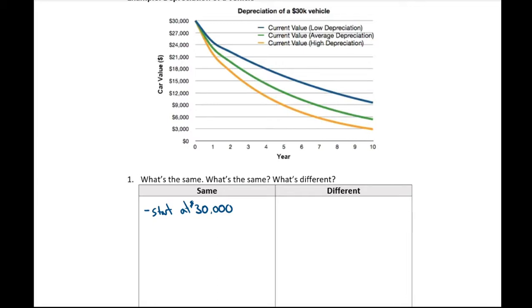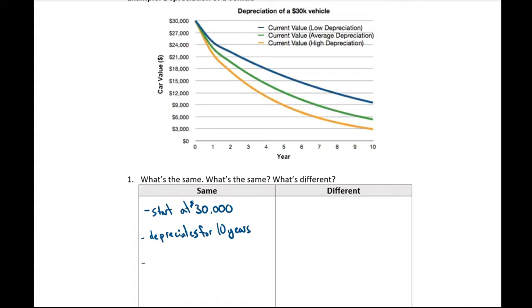What else is the same when looking at the graphs? You could say we're looking at the depreciation for 10 years. So it depreciates for 10 years. Maybe it goes further, but for our sake, we're looking from 0 to 10 years for all 3 situations. So depreciates for 10 years could be another similarity.